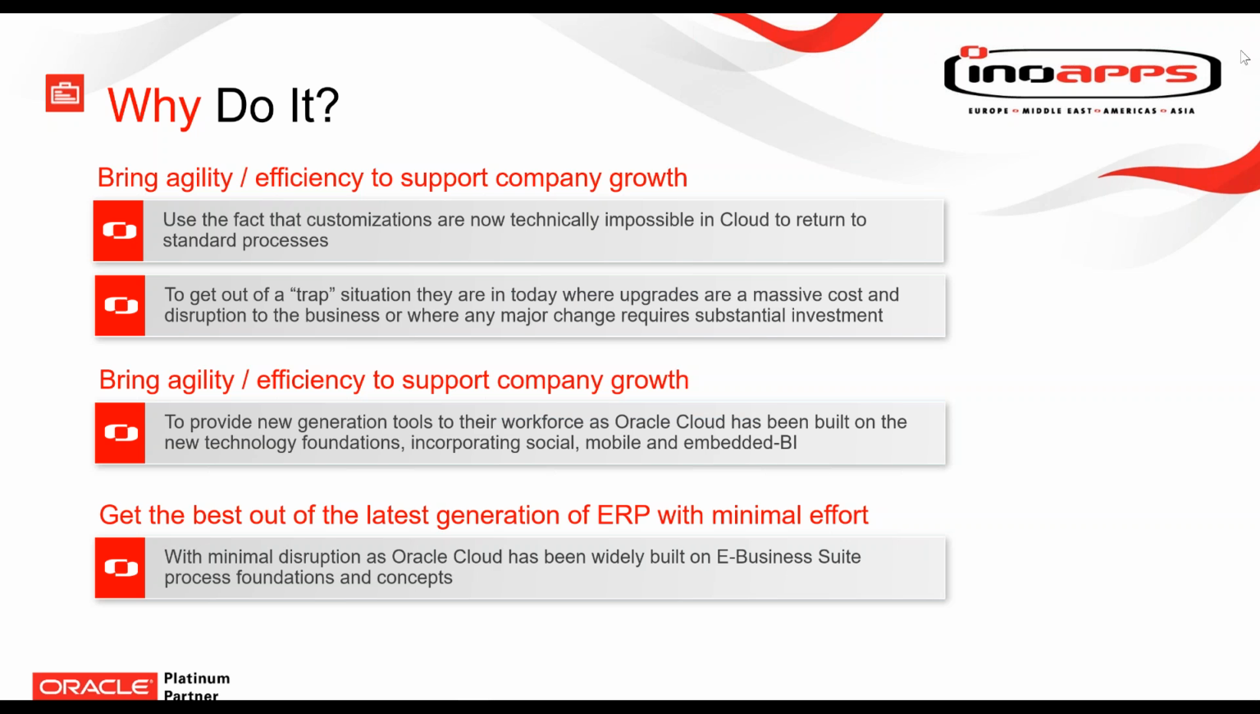The next thing to look at is to bring agility and efficiency to your support organization. Look at new generation tools such as within cloud, such as mobile, such as BI, social, etc., and try and take some benefit and efficiency from those. And then get the latest generation of ERP with minimal effort. So as I said, take advantage of the functionality that's available in later releases. Consume it as a service.